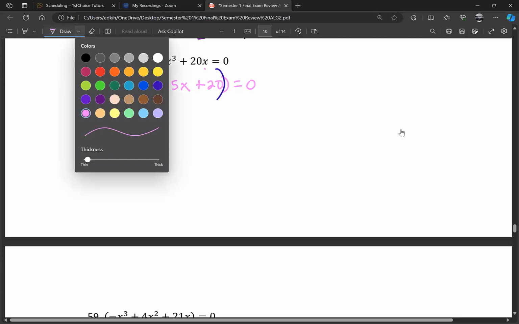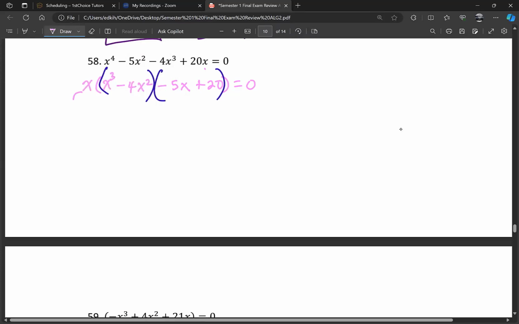Don't forget the original GCF that you took out. Usually I draw an arrow so I don't forget it and just have it down here, so that way I'm not dragging it with me the whole time. I just don't want to forget it. I'm going to put it out there.